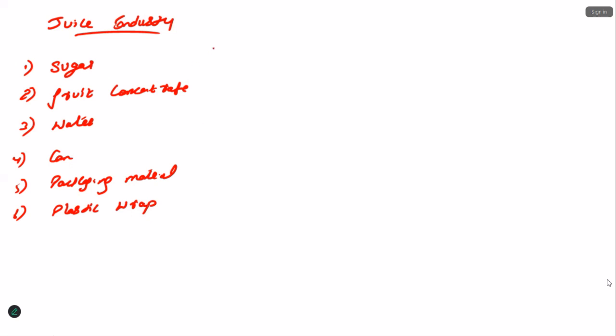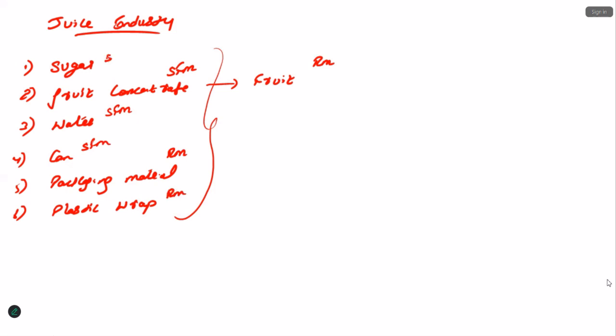So all these are your raw materials, or it can be a semi-finished material. So for example, fruit. This is your raw material. This is your semi-finished material. Water is your semi-finished material. Can is your semi-finished material. Packaging material is a raw material. Plastic wrap is a raw material. Sugar is a raw material. Using these semi-finished materials and raw materials, you are getting juice as an output. That is your finished material. Okay, so all these materials would be considered direct material.